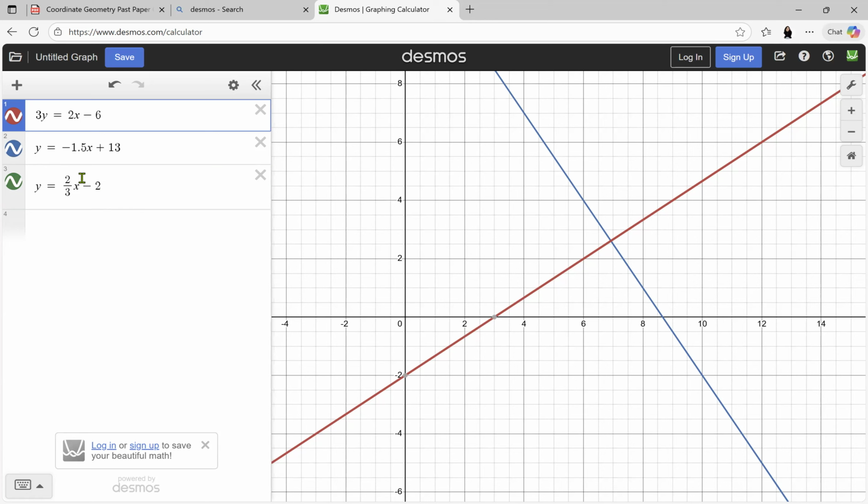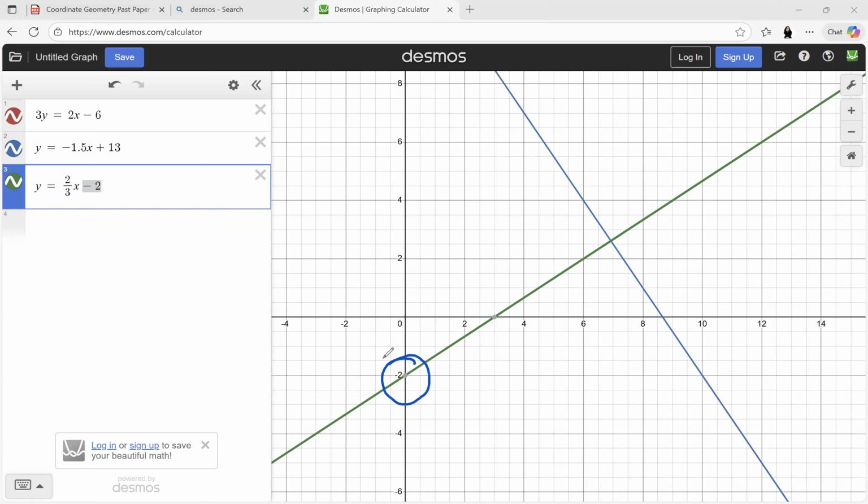So from the equation y = 2/3 x - 2, c, which is minus 2, is the y-intercept. That is where the graph cuts the y-axis, right? And as you can see, the graph cuts the y-axis at negative 2. So the equation of this graph is y = 2/3 x - 2, where minus 2 is the y-intercept.